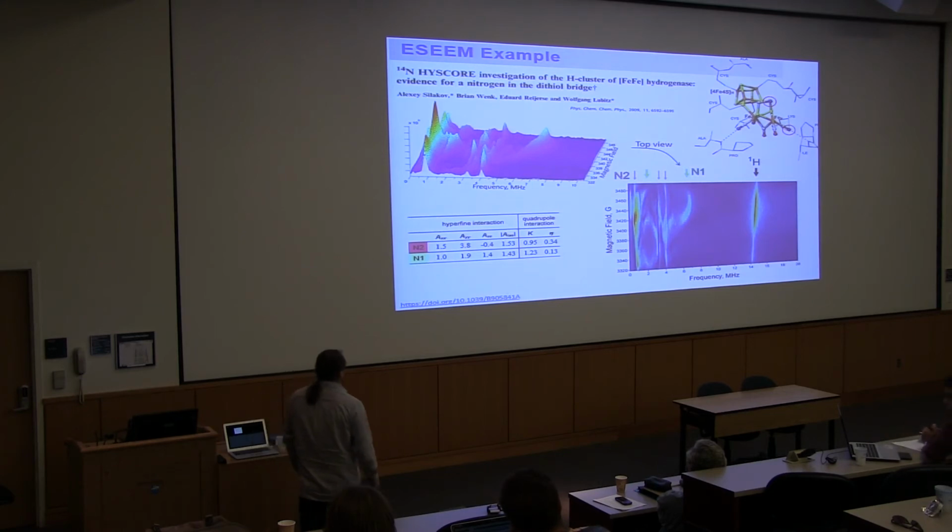So this is a pretty old study where we looked at the iron hydrogenase and used ESEEM and HYSCORE to identify nitrogens in the vicinity of the active center. What we did here was we just used 3-pulse ESEEM, a one-dimensional method, and we just swept it across the magnetic field. And you have this kind of complex pattern there.